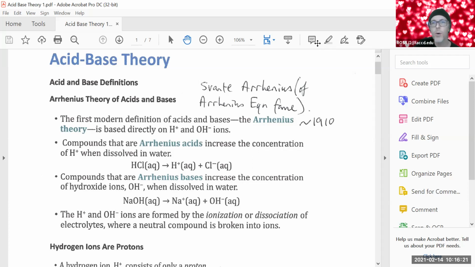Maybe I can get my pointer. There's a way I can have a pointer, I guess. Spotlight, yes. No? Yes. Okay, there we go.